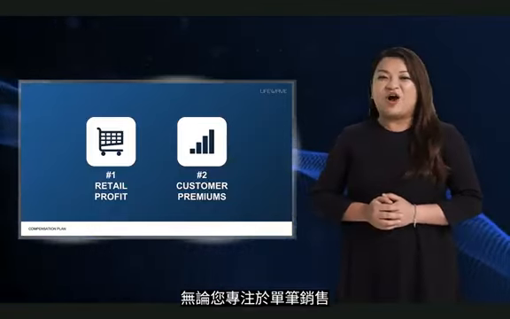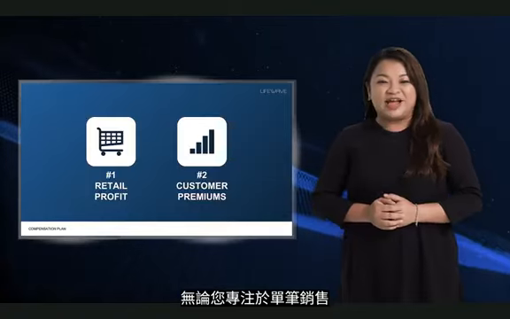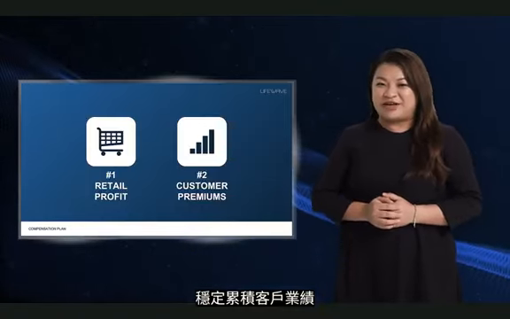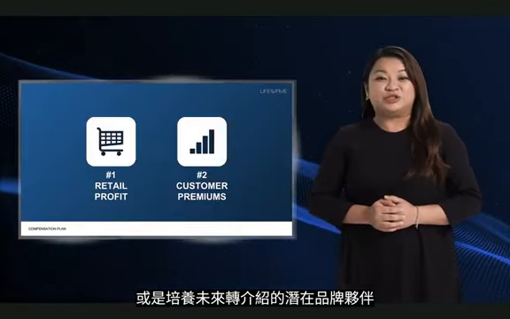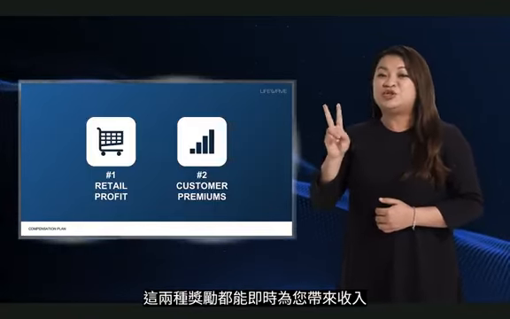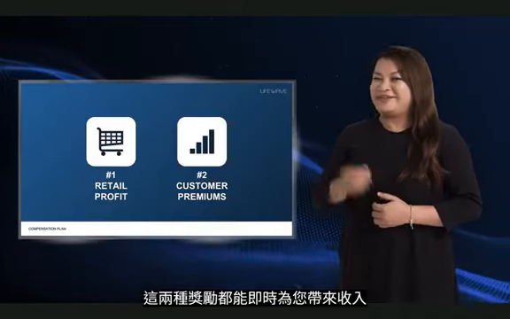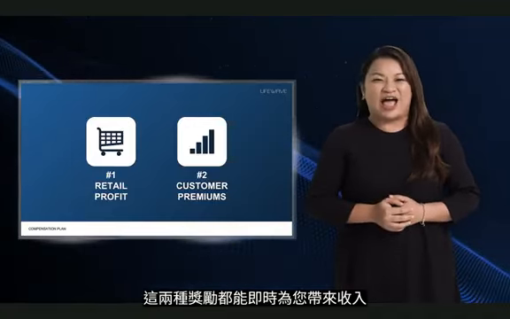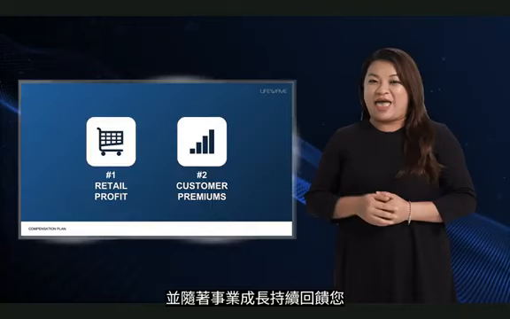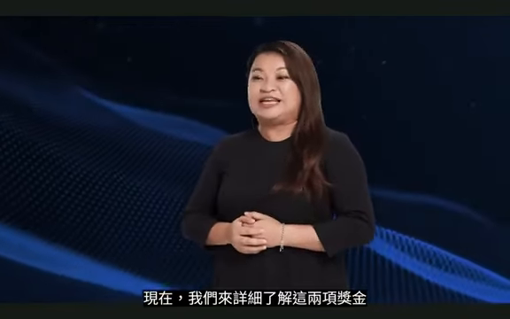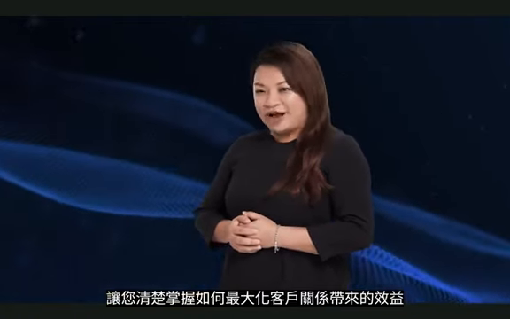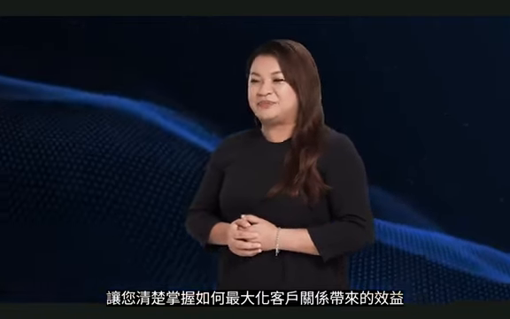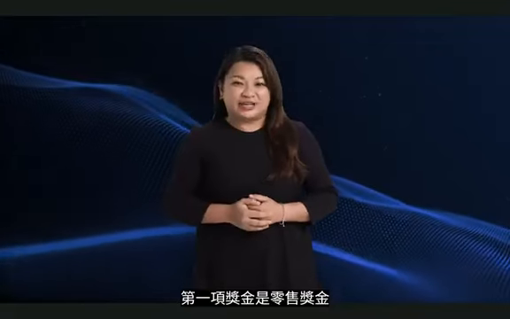Whether you are focusing on individual product sales, creating a consistent stream of customer volume, or building relationships that may lead to team growth, these two earning streams put cash in your pocket right now and keep rewarding you as your business grows. Now let's explore each of these in detail so you know exactly how to make the most of your customers' relationships. Now the first bonus is the retail profit.